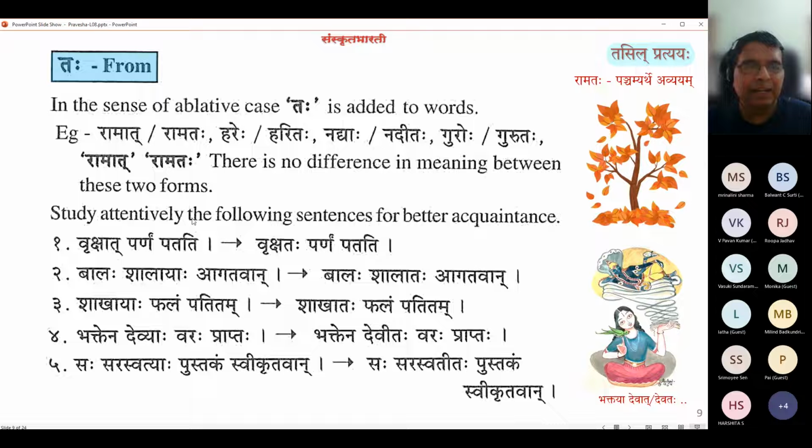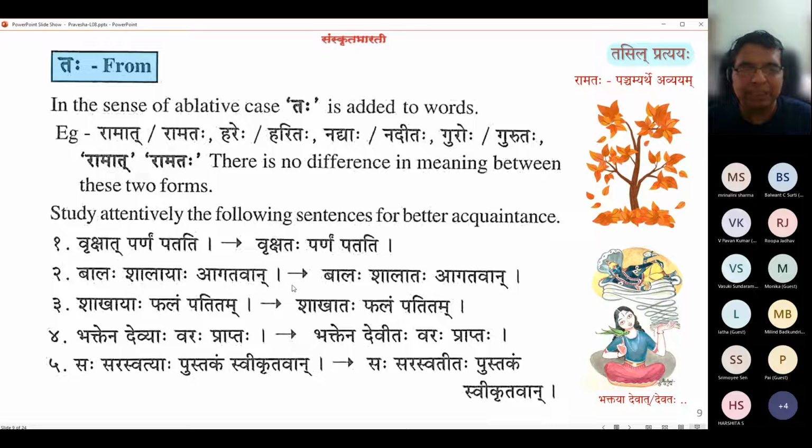Study attentively the following sentences for better acquaintance. I'll just go through them for lack of time. Vrikshat parnam patati. Vrikshataha parnam patati. Balaha shalayaha agatavan, from the shala. So this can be Panchami or Shashti. How do we know? Shalayaha agatavan cannot be Shashti because the one who came cannot belong as a possessed item of the shala. So it must be the source. So it is Panchami. That we analyze when we reverse analyze the Vibhaktis.